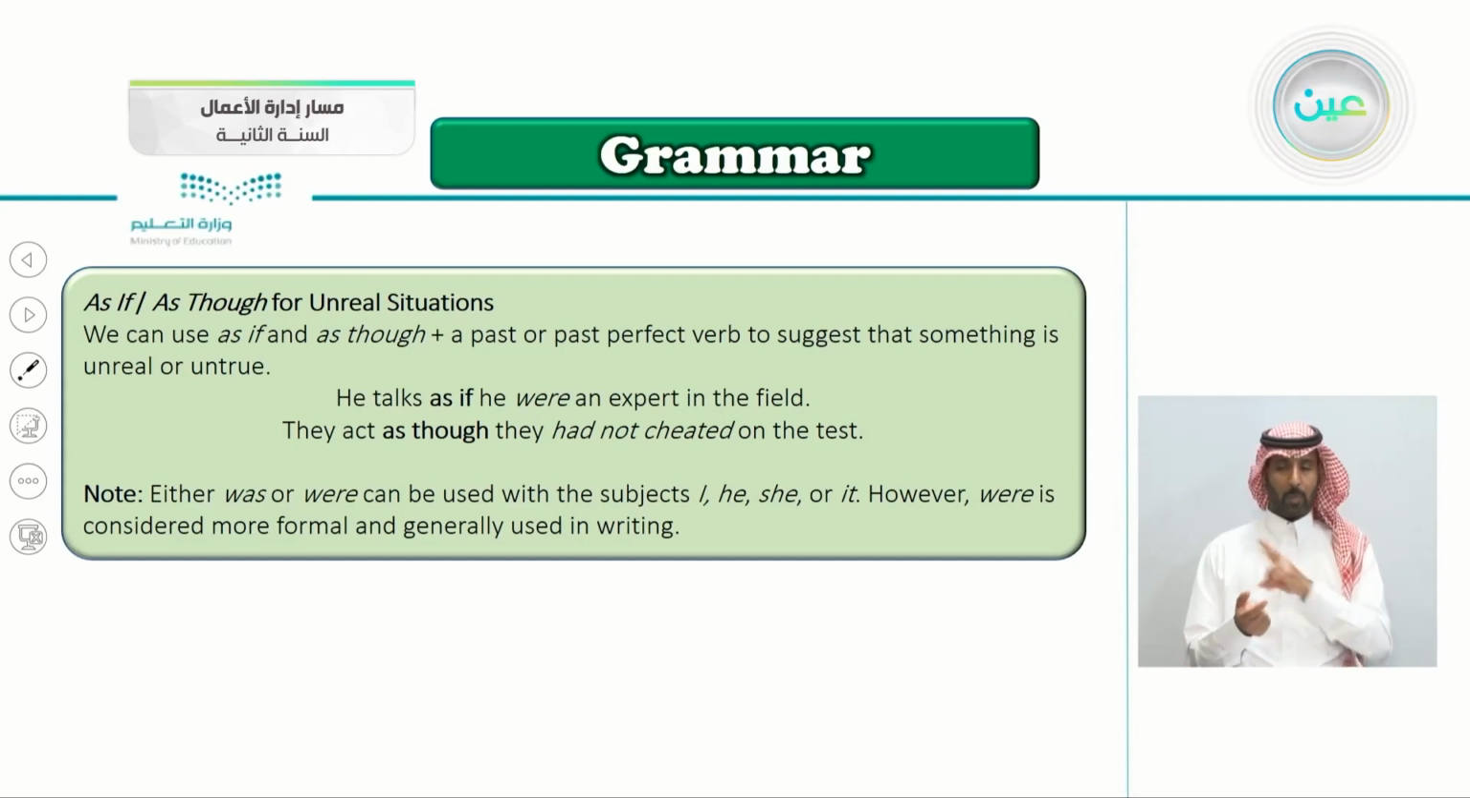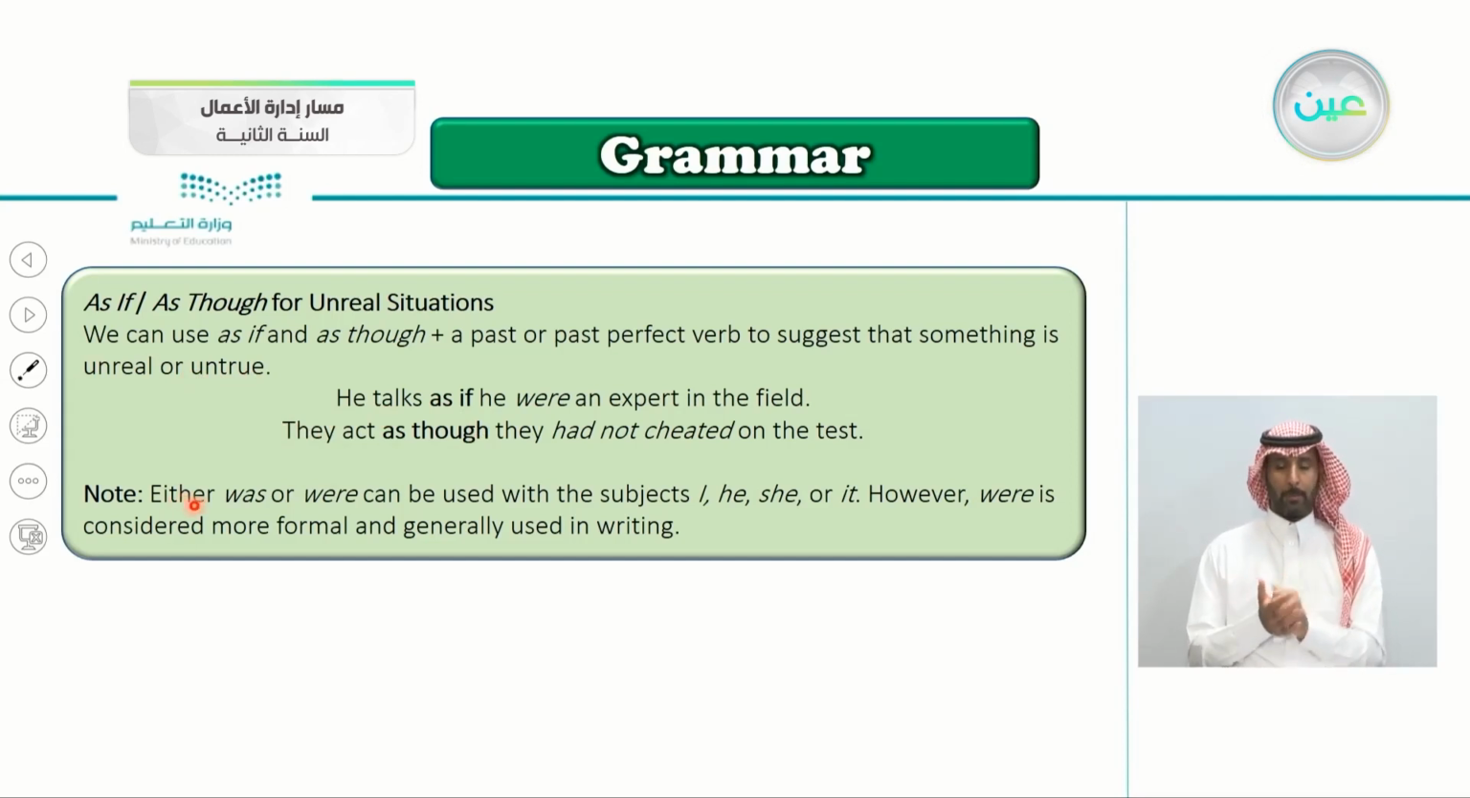Another example here. They act as though they had not cheated on the test. So you know that your friends cheated, but they don't know that you know. So they're acting normally. What do you say? They act as though they had not cheated on the test. So the reality is that they had cheated. But they're acting. So this is untrue or unreal.